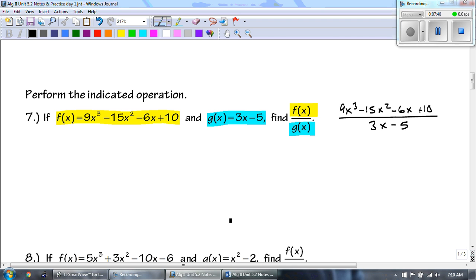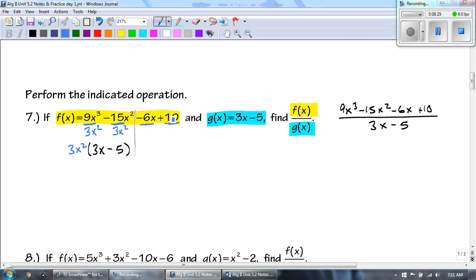Well, how do I do that? I need to factor the top. I need to break it up. So what I'm going to do over here on the left side, they already wrote it out for me, so I'm going to factor this. Okay, so looking at the 9x cubed and the 15x squared, they both can factor out a 3, and they both have x's, and the most I can take out is x squared. So I take out the 3x squared, and when I divide that, 9 divided by 3 is 3x, and then 15 divided by 3 is 5.